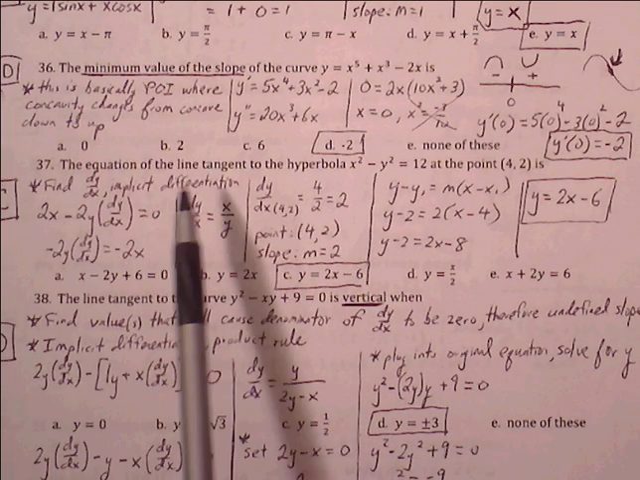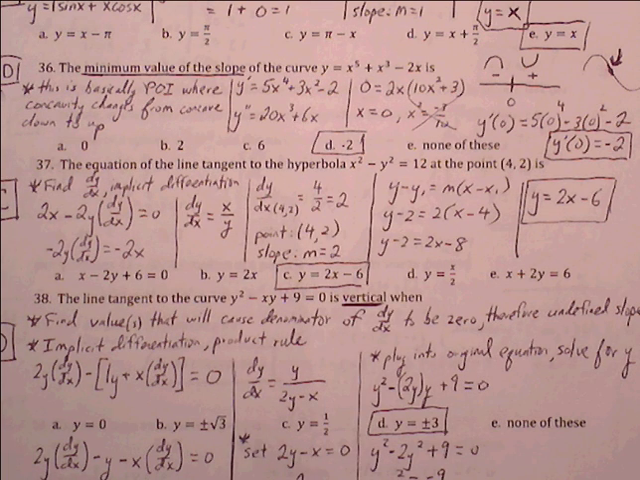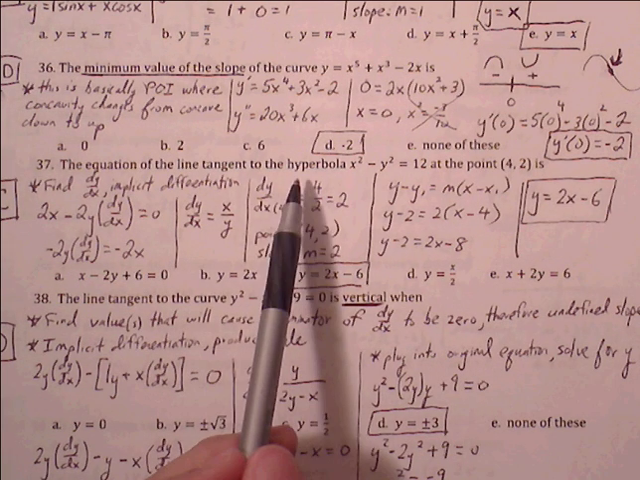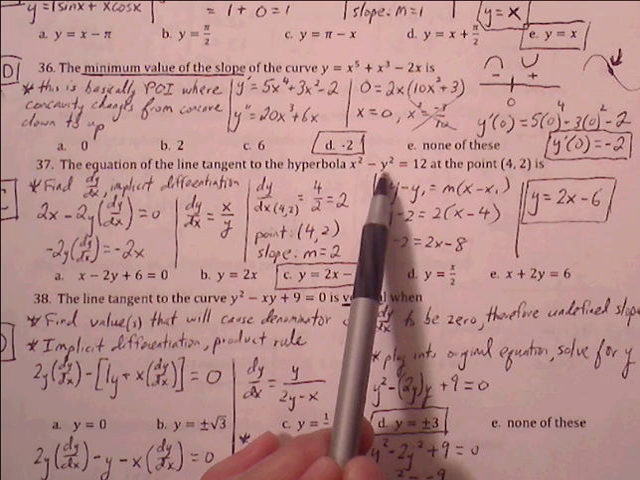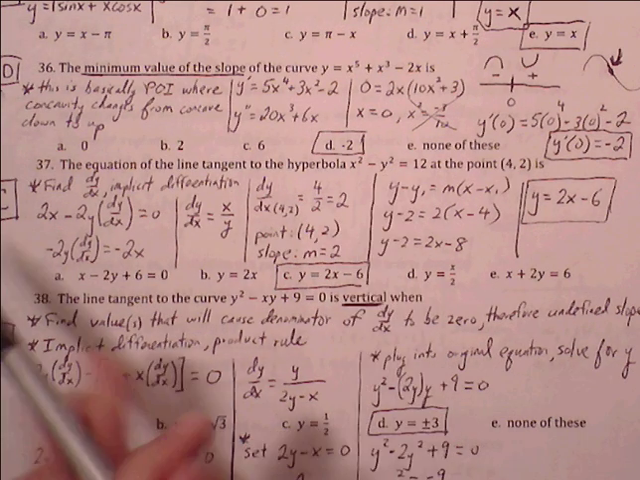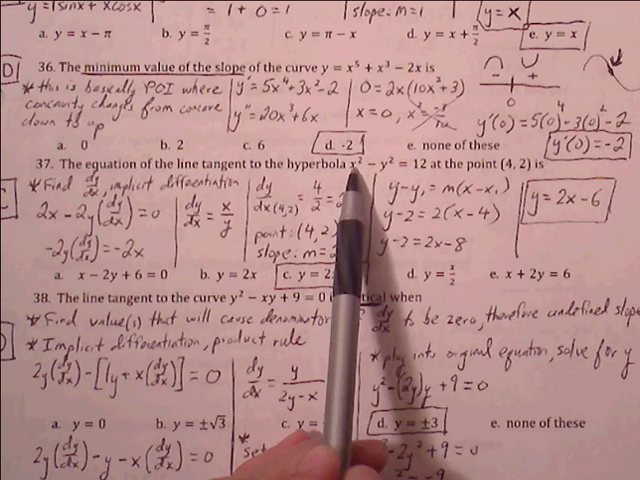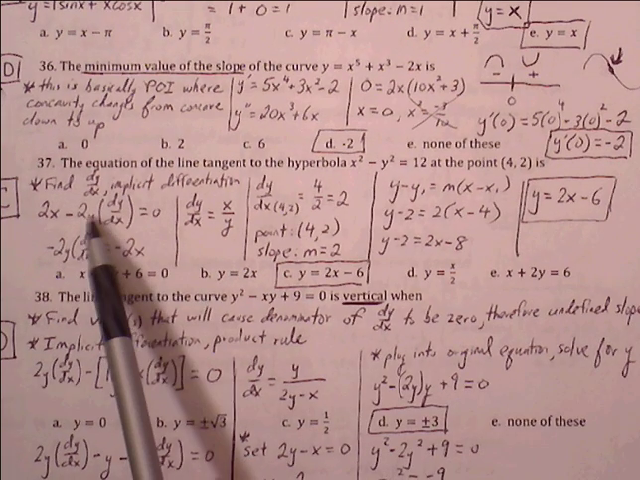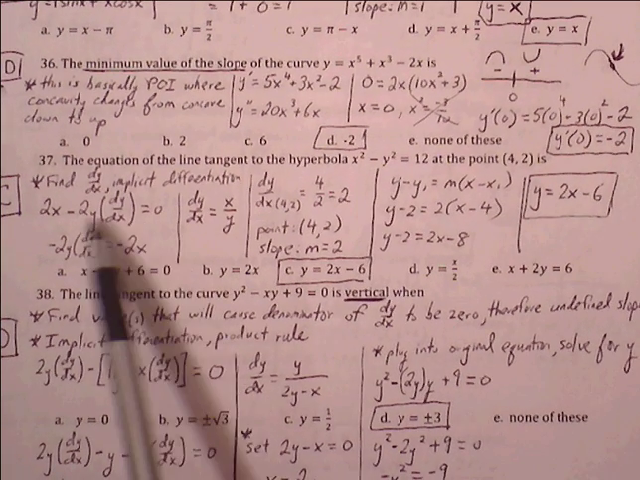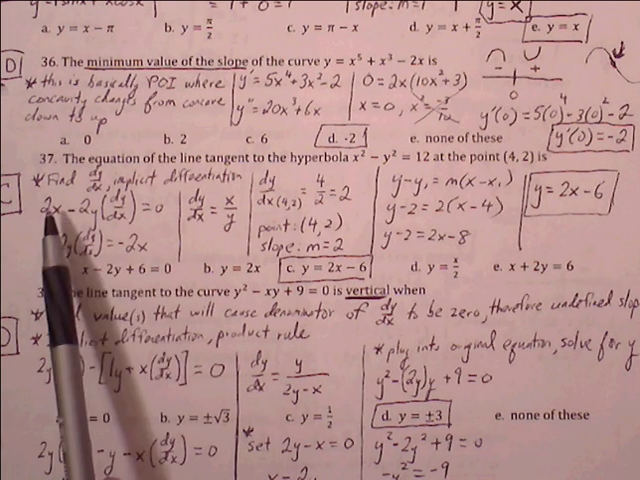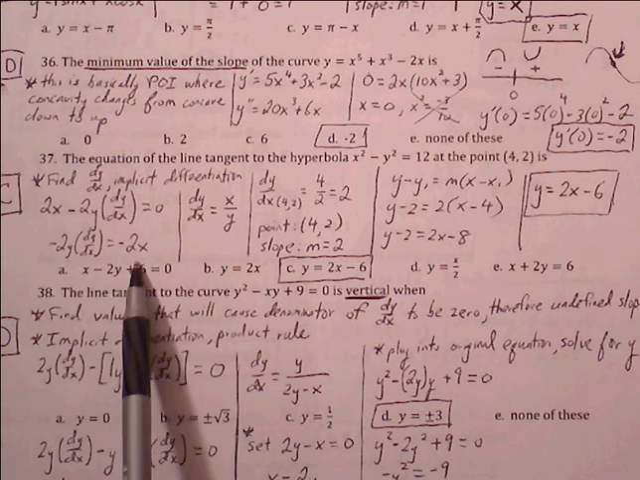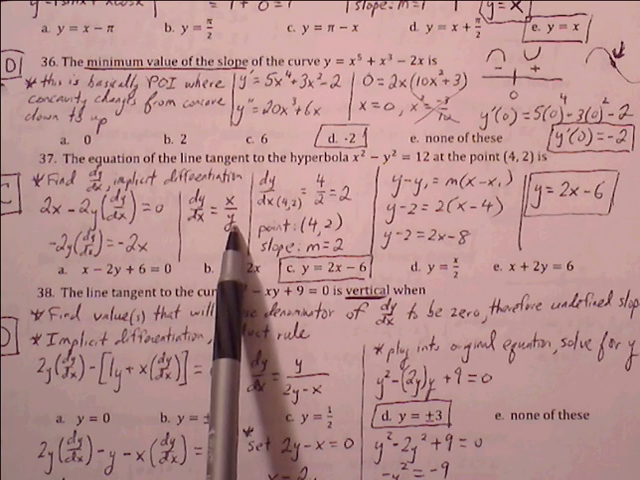37. The equation of the line tangent to the hyperbola at the point (4, 2) is... So if we want to find the tangent line equation, we need to find the derivative. And in this case, notice that the equation is set up in a way where we have to go through implicit differentiation. So x squared becomes 2x, y squared becomes 2y, attach dy/dx, equals 0. And then we just have to solve for dy/dx. So subtract 2x, divide by negative 2y, we get x over y.